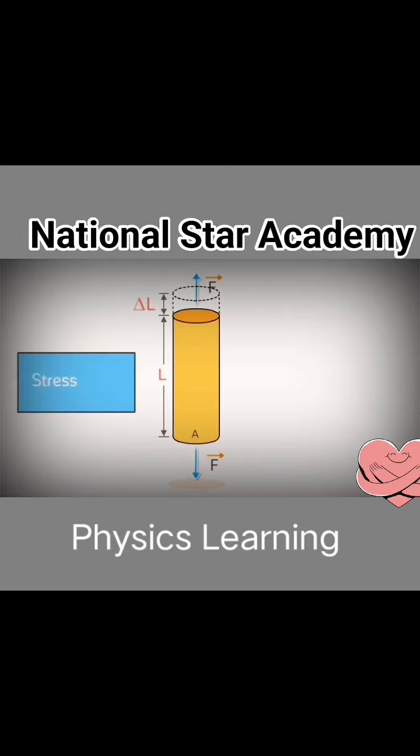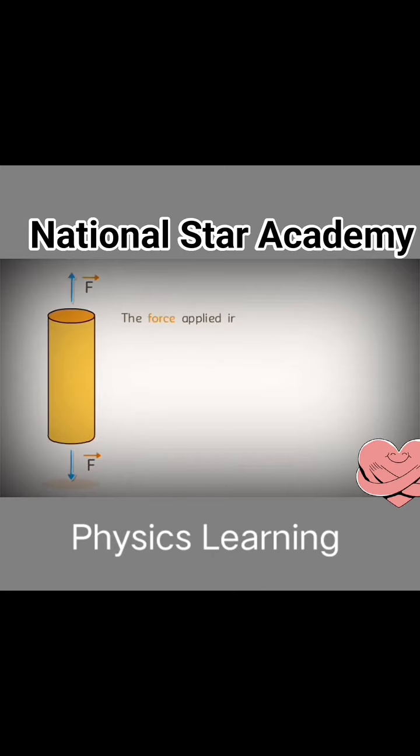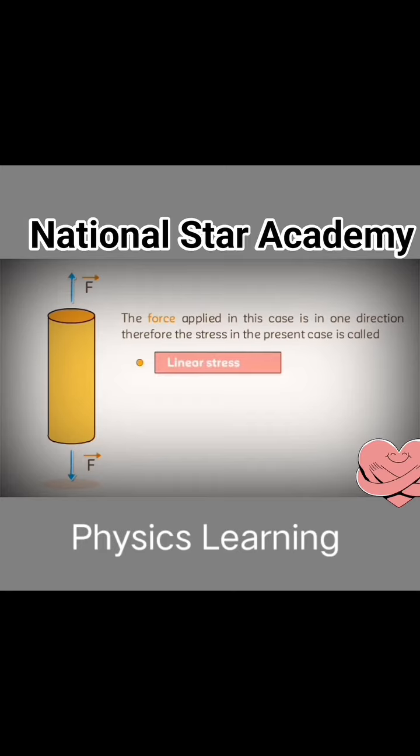Here, the stress acting on the rod is equal to force applied divided by cross-sectional area. And strain is the measure of the deformation of an object under stress. Strain is defined as the fractional change of the object's length when the object experiences stress. Since the force applied in this case is in one direction, the stress in the present case is called linear stress, tensile stress, or extensional stress.